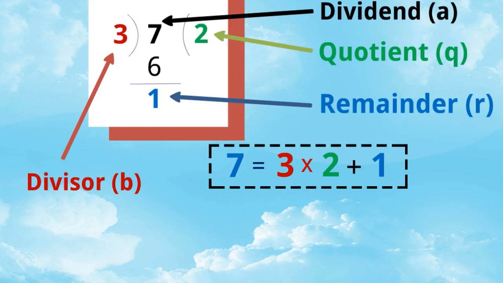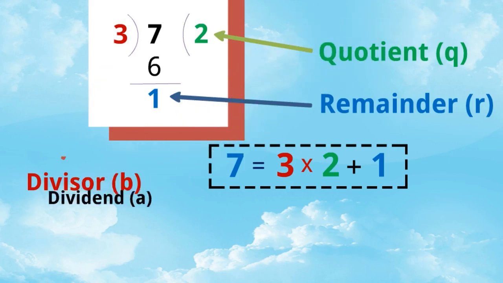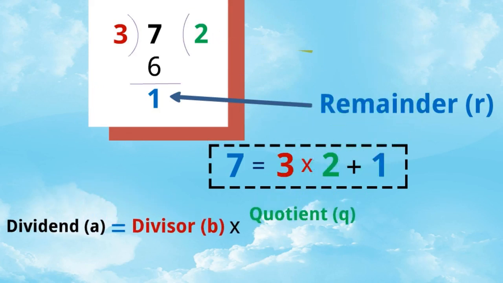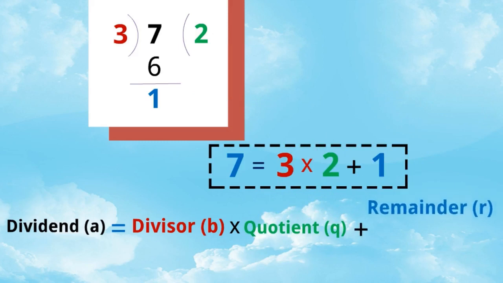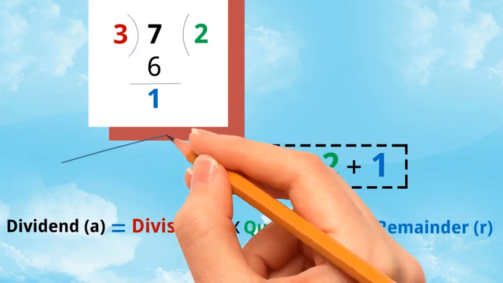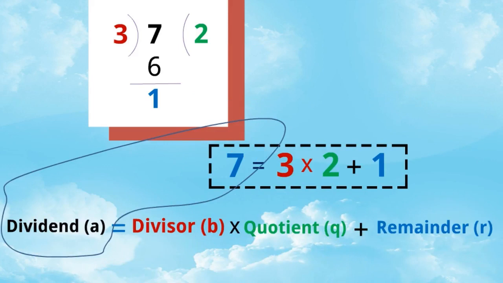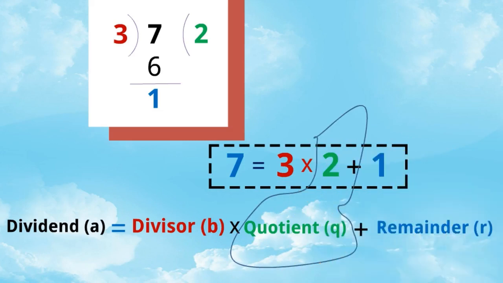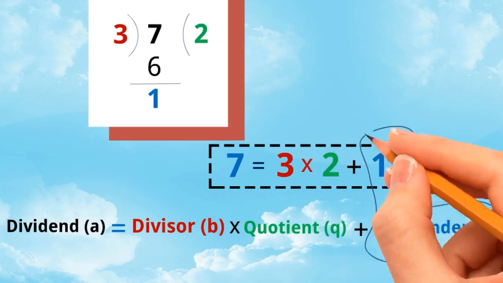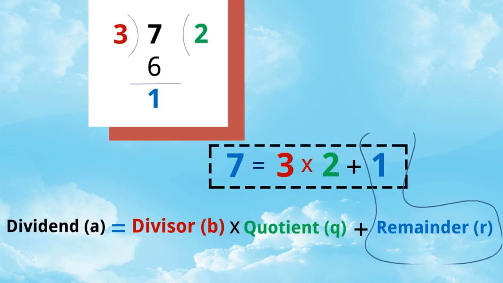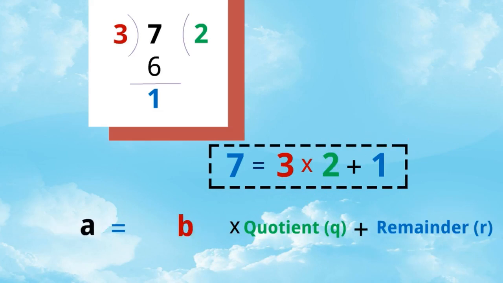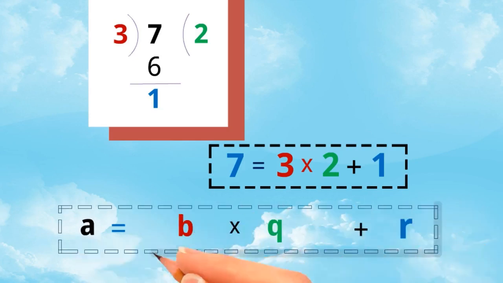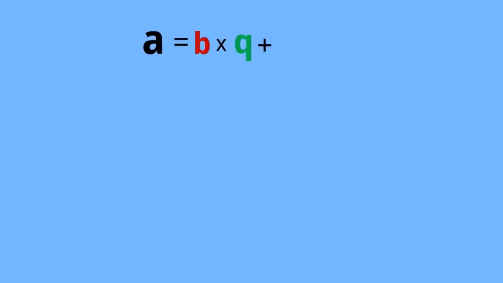So we can write from this: 7 is equal to 3 multiplied by 2 plus 1. Dividend is equal to divisor multiplied by quotient plus remainder. So this 7 is the dividend, this 3 is the divisor, this 2 is the quotient, and this 1 is the remainder. We can generalize this equation like A is equal to B multiplied by Q plus R. So we got A is equal to BQ plus R.